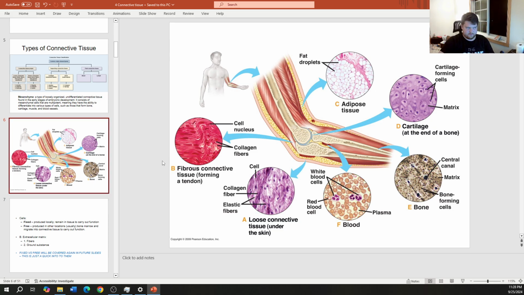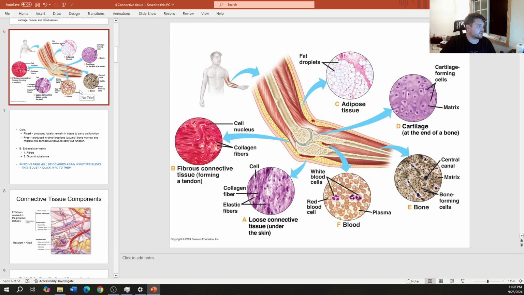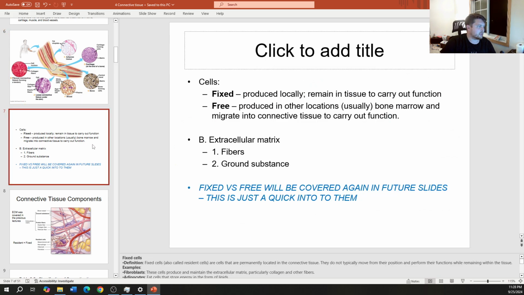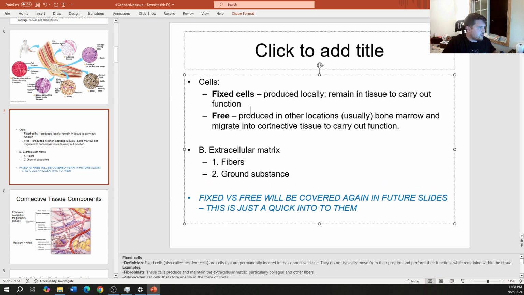Here we go. Here's just a little graph just showing a couple of these different types of tissues. Again, a little bit of background info. We're going to get deeper into this later on. There's two different types of cells within connective tissue. Okay, we have them sorted into categories called fixed cells and free cells. I'm just going to add that. Fixed cells and then free cells.